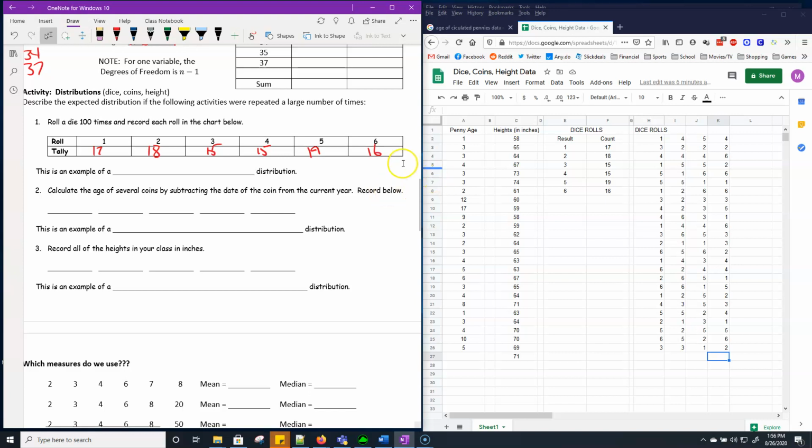So the next thing I'm going to do is take that data and put it into Statplet to make a histogram to take a look at what kind of distribution it is. See, they're asking what kind of distribution it is. Let's take a look at it. It's good to have a picture and see what it looks like. So I'm going to copy all these dice rolls, all 100 of them.